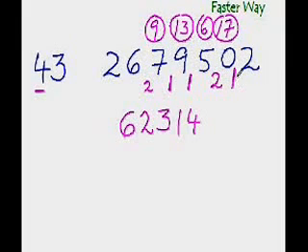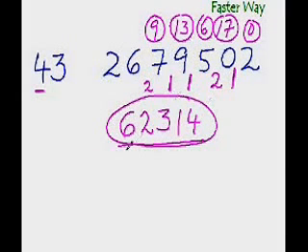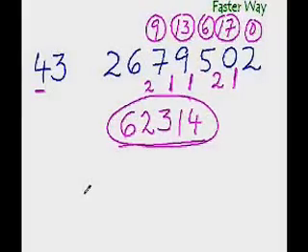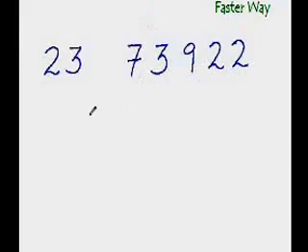Now the next dividend would be 12 minus 3 times 4, that is 12. That is 0. Moment you get 0 as the dividend, that means the answer that you have got so far is the complete answer. So this is my answer, 62,314. So now let's practice more examples and see how easy and effective this method is.